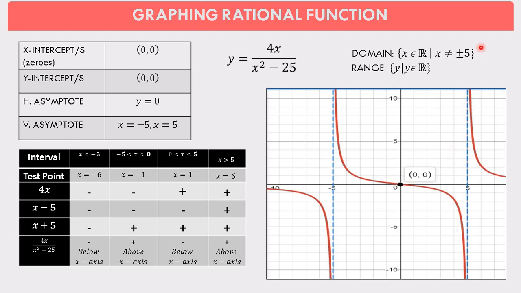So the domain: x is an element of the real numbers such that x is not equal to positive or negative 5. And the range is y is an element of the real numbers. A while ago I said that the horizontal asymptote is y equals 0, but we have the intercept (0, 0). Therefore, the graph will pass through the origin, so we will ignore the horizontal asymptote.